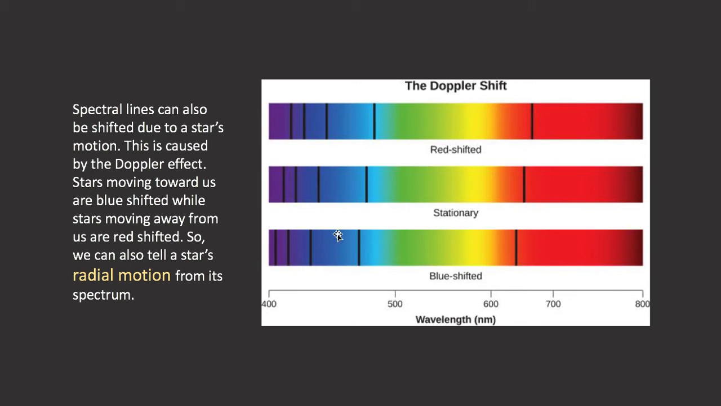So by the alignment of the spectral lines and identifying any shift, we can determine a star's radial motion, either towards us or away from us. That's what I mean. Along the radius between us and the star is radial motion. And radial motion can be a blue shift moving towards us or a red shift moving away from us.